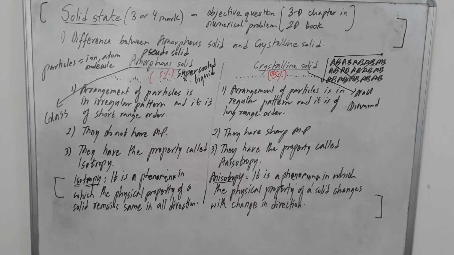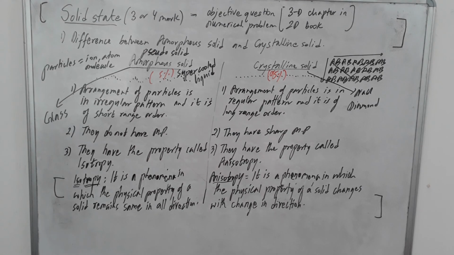And one extra difference that I gave you was when you cut by knife, a crystalline solid will give a smooth surface in between and it will be regular, whereas in amorphous solids when you cut by a knife it will not be regular and you will not get a smooth surface in the bisection part. So if you want, you can take a screenshot of this so that it is easy for you to remember.